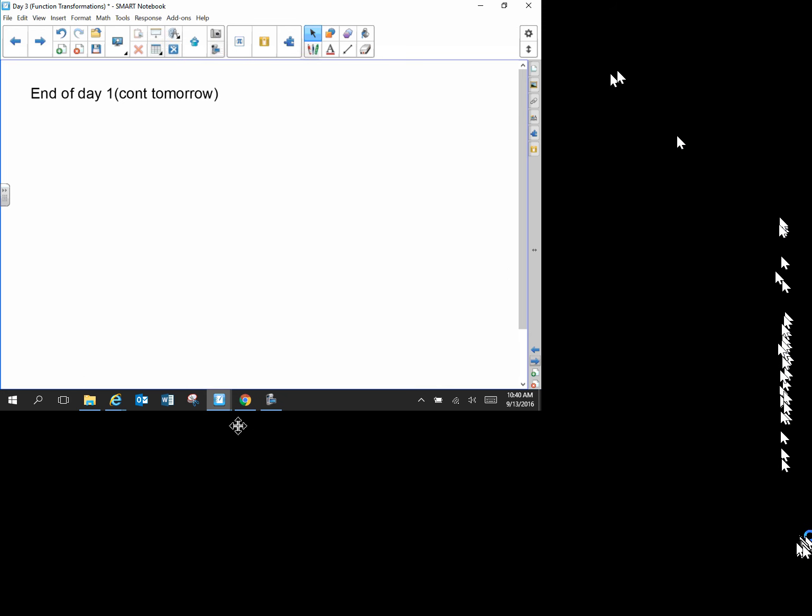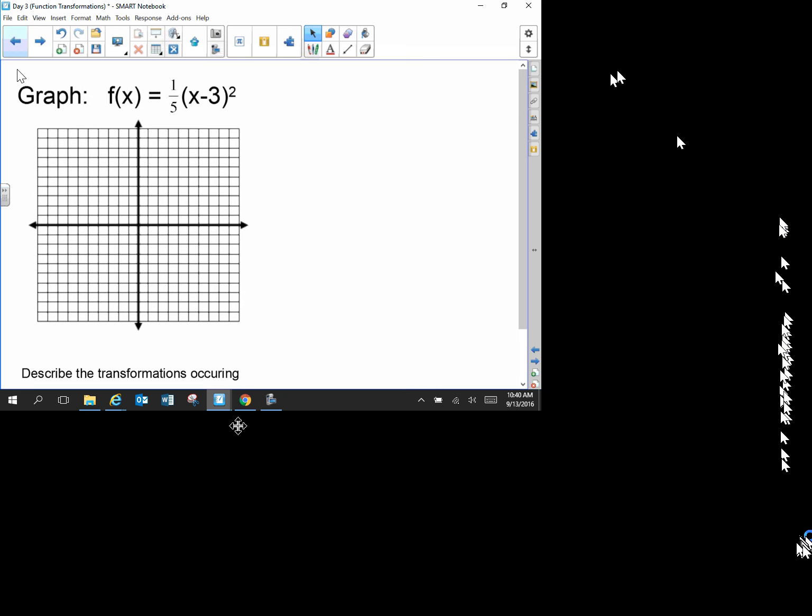We gotta go back. Alright, we got f of x equals 1/5 times x minus 3, the quantity squared. Go ahead and graph that one and describe the transformation that's occurring.